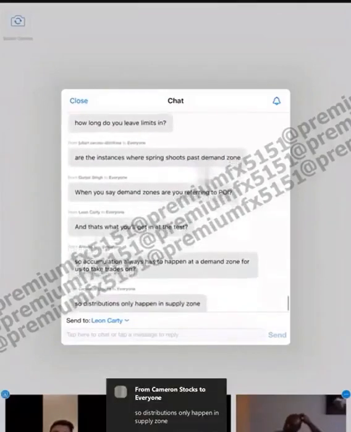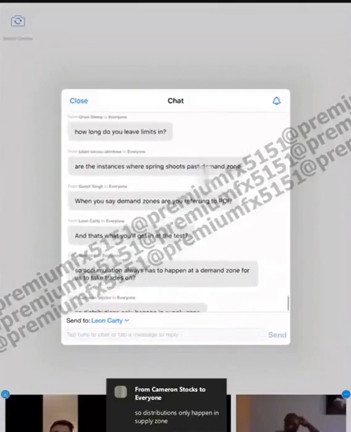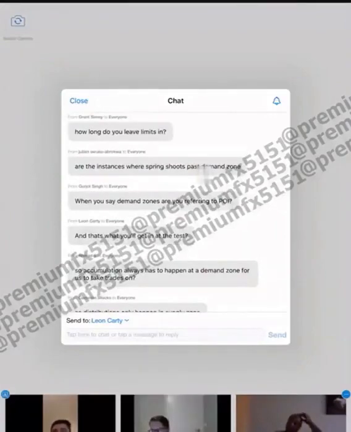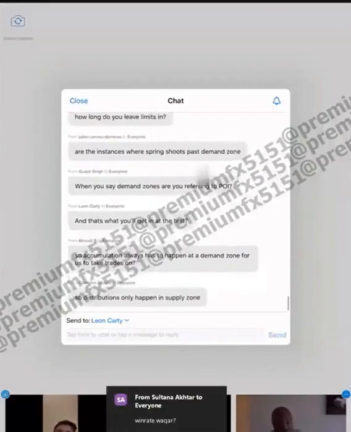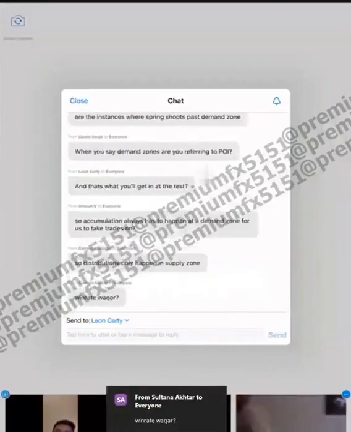How long do you leave limits in? Until it hits or until it's invalidated. Invalidation on a schematic is hard to say, but in other scenarios, I'll show you examples of when it would be invalidated. When you say demand zone, are you referring to a point of interest? Yep. A point of interest can be a demand zone. Yep.